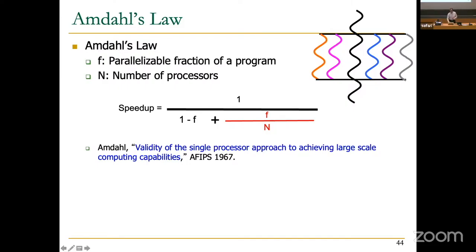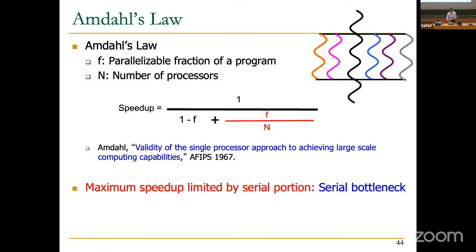Basically, that means that you need to do very, very little work in the serial part of the program. And the serial part of the program can be just distributing tasks to many, many processors, right? And that can take time, right? You need to really, really minimize it. So that's why Amdahl's law is so strong.